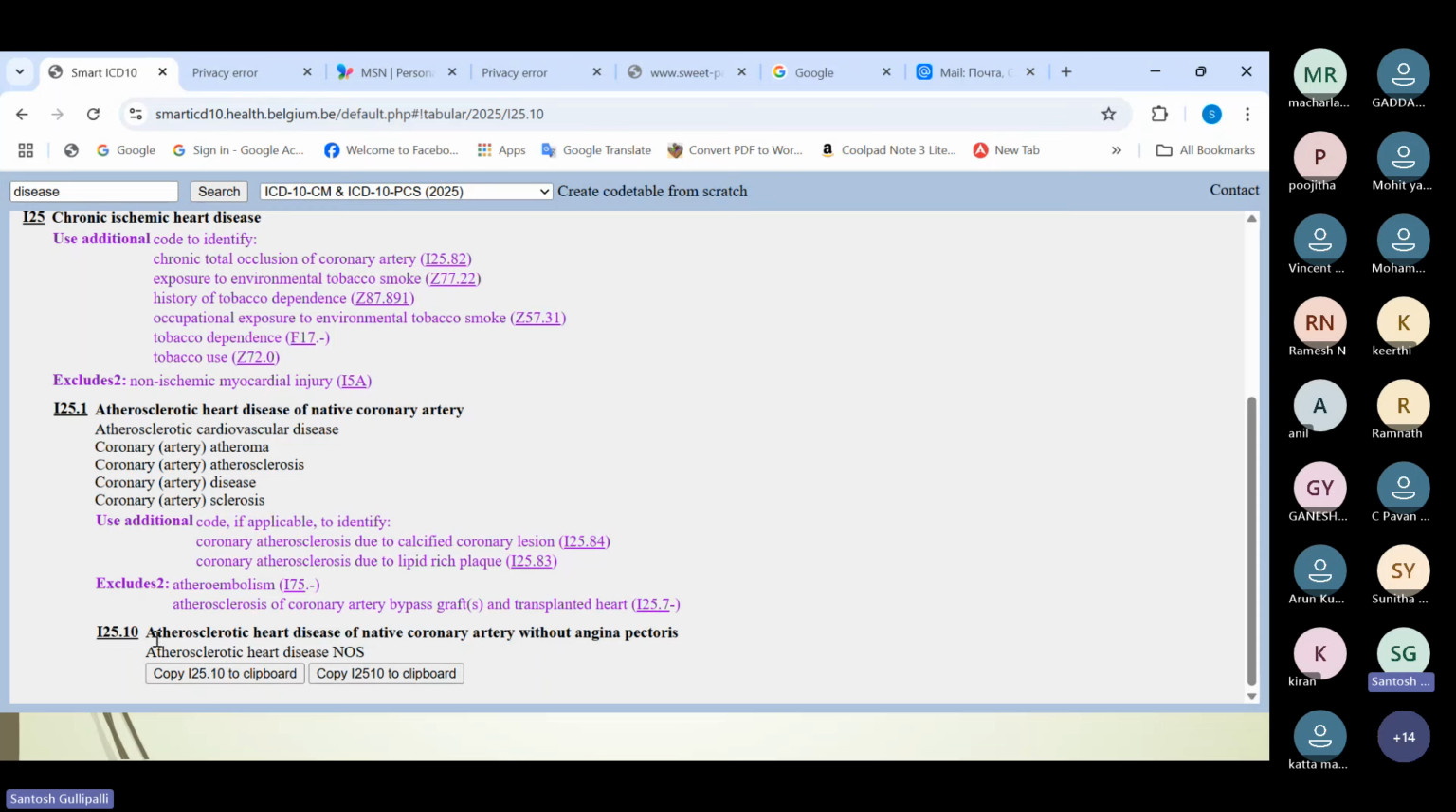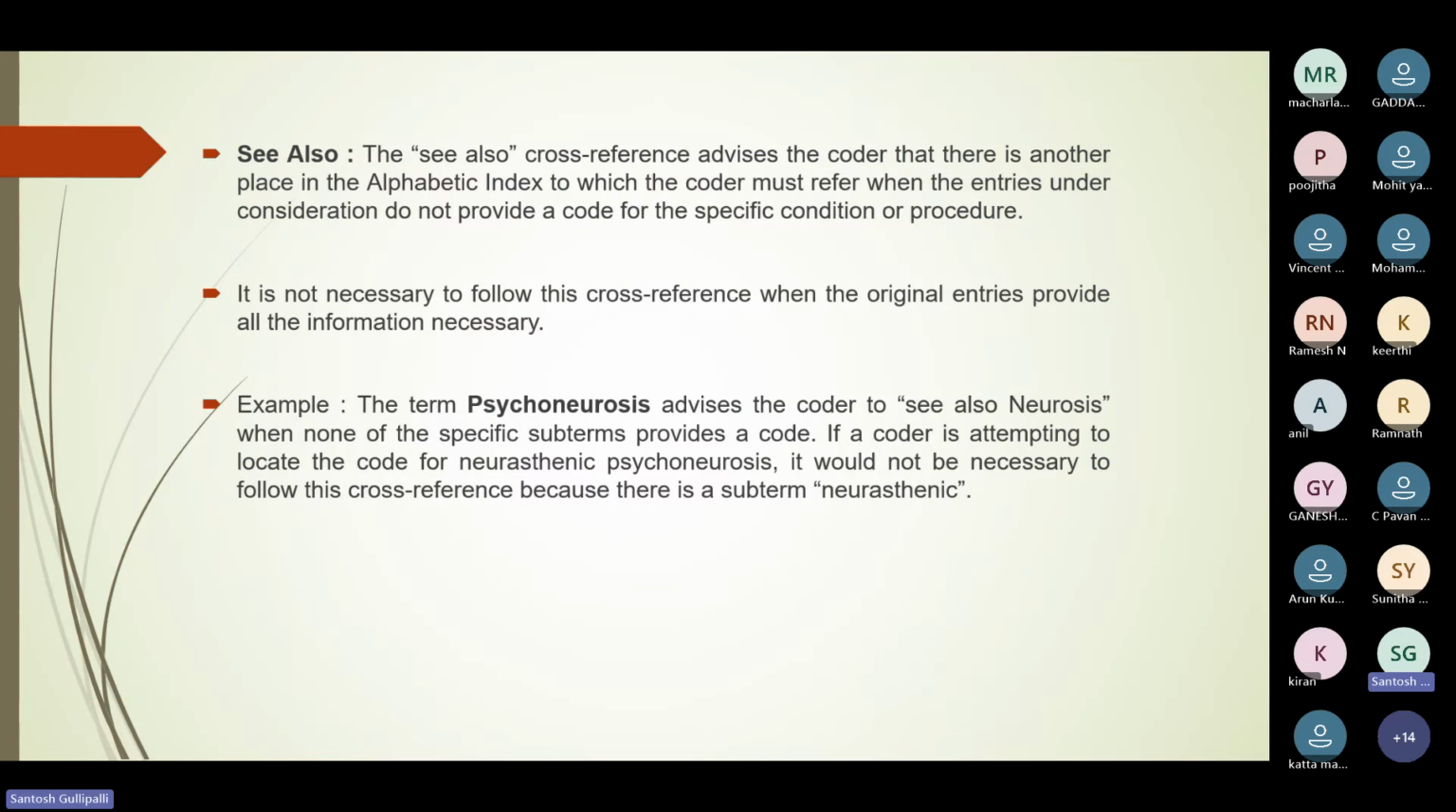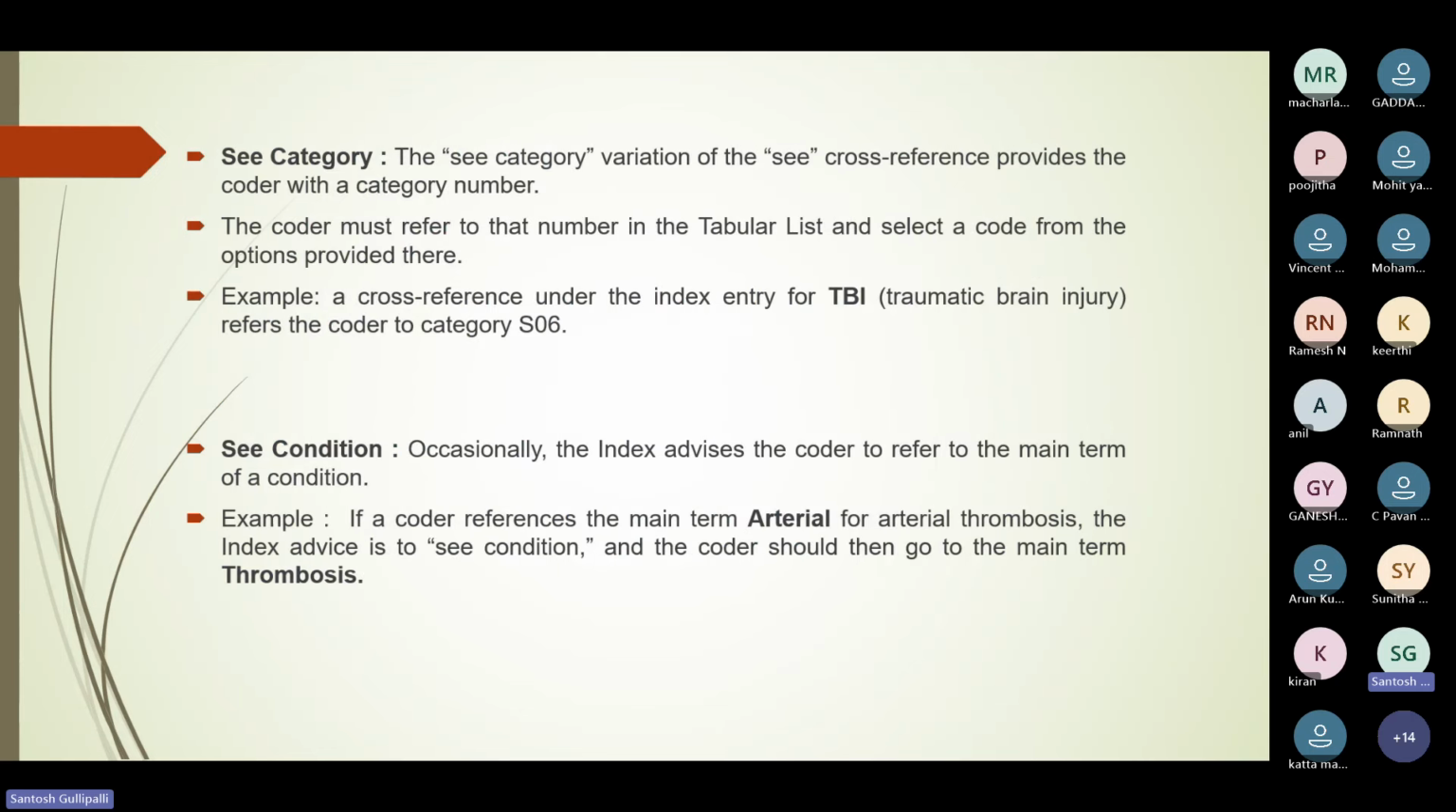So at the time of book reading, they give some instructional notes like see also, see category. You should follow whatever instruction they give in that code list. In disease, coronary artery, they instructed to go to disease, heart, ischemic, atherosclerotic, and that leads to I25.10. See also, see category also works the same way. Okay, so next.